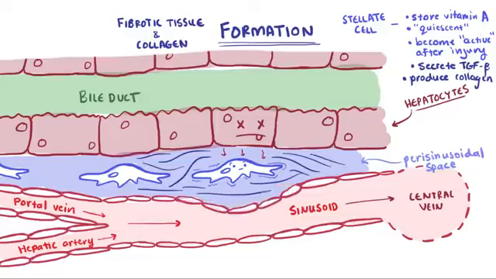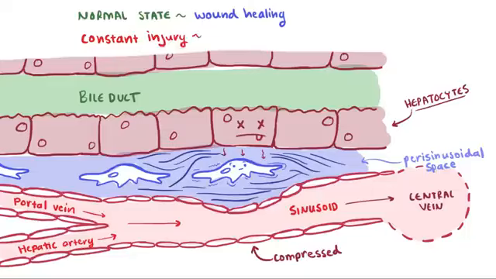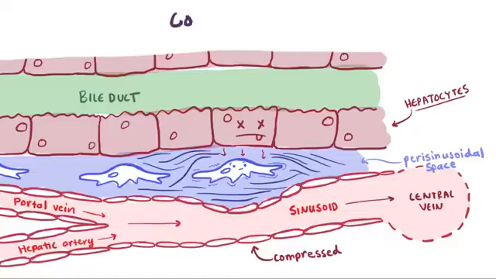As this fibrotic tissue builds up, it starts to compress the central veins and sinusoids. It's thought that in a healthy, normal state, these stellate cells play key roles in the natural wound healing process. But when the liver cells are constantly injured, the stellate cells are constantly activated, and so they constantly produce collagen and factors that lead to fibrosis. And this is when complications due to cirrhosis start to crop up.